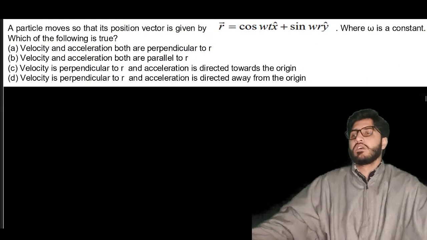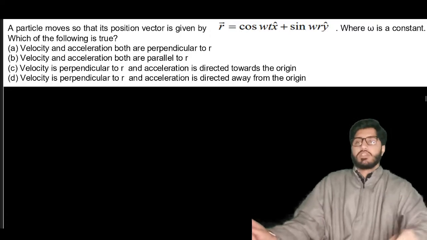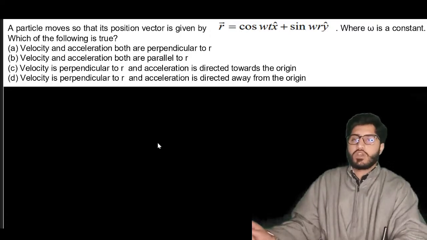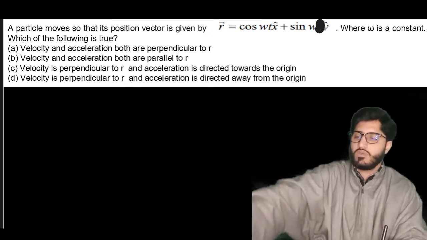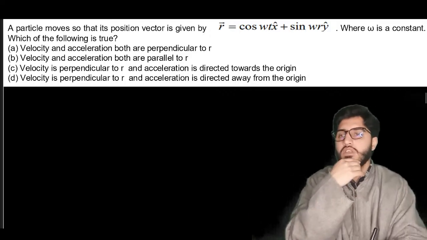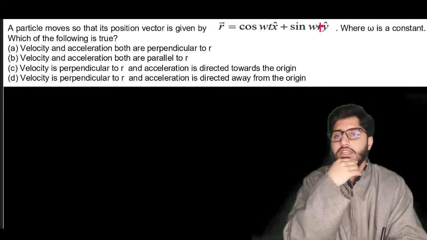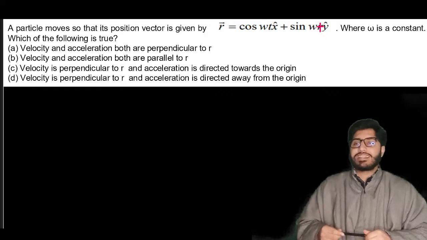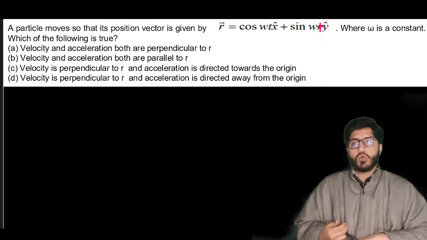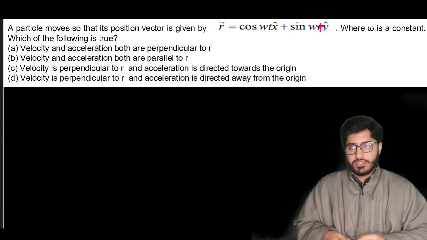Done now. Next numerical. A particle moves so that its position vector is given by r equals cos omega t x cap plus sin omega t y cap, where omega is a constant. Which of the following is true?